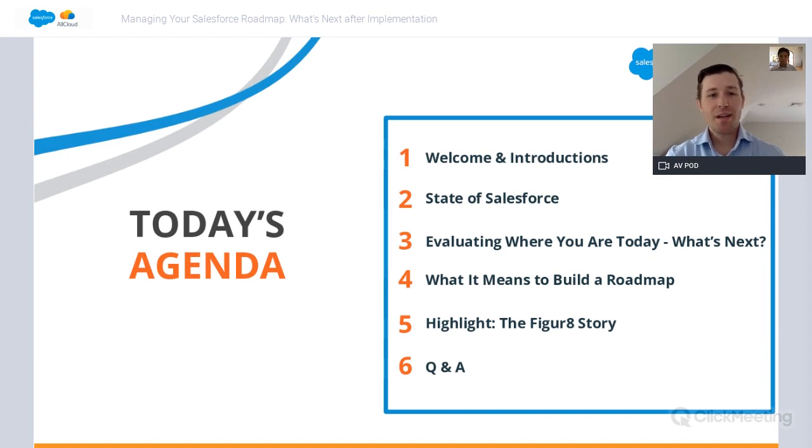So just a quick overview of the agenda today. We'll be doing just a quick welcome and introductions. We'll be talking about the state of Salesforce, and then evaluating where you're at today and sort of what's next from there. We'll then be going through what it means to build a roadmap and then highlight the Figure Eight story. And OJ will speak very closely to that, and then add in some Q&A at the end for any questions that you may have from there.